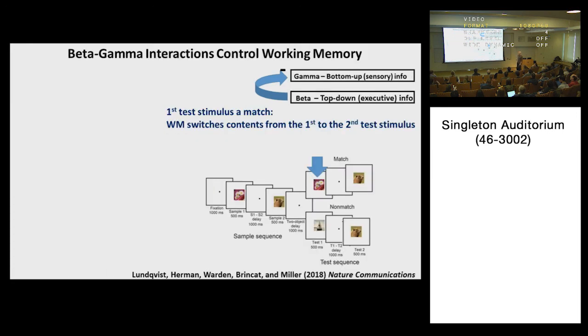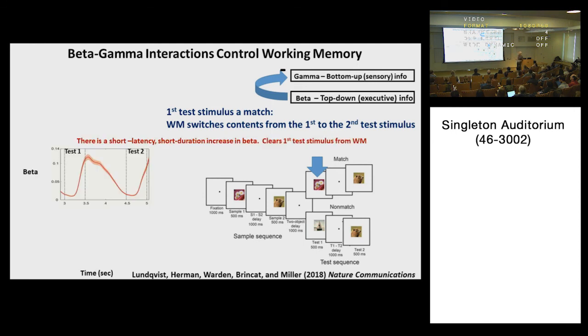So what happens there? If the first test stimulus is a match and the monkey has to switch the contents of working memory, the very first thing that happens is there's a short latency, short duration increase in beta. It's kind of like I just showed you, but with a couple crucial differences. The beta increase is happening earlier, and it's much shorter duration. It's dying off before the second test stimulus appears. So you get this burst of beta.